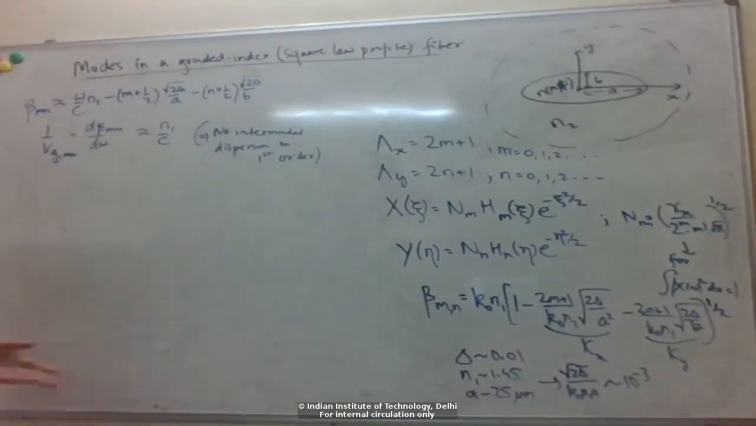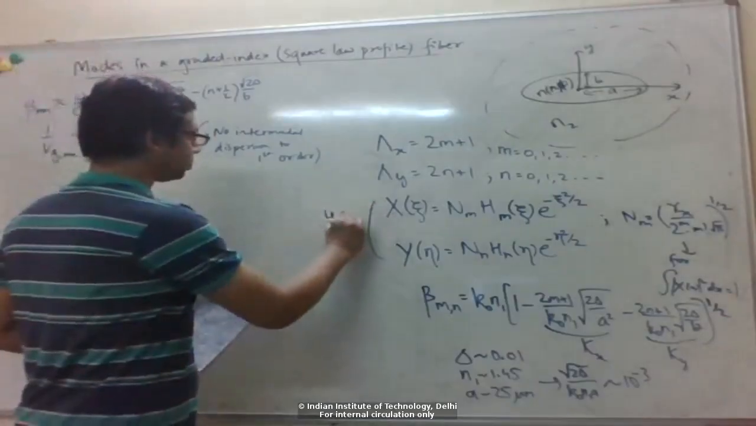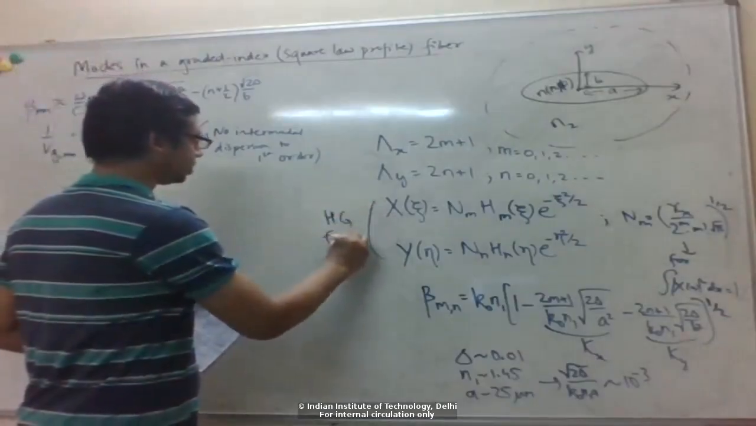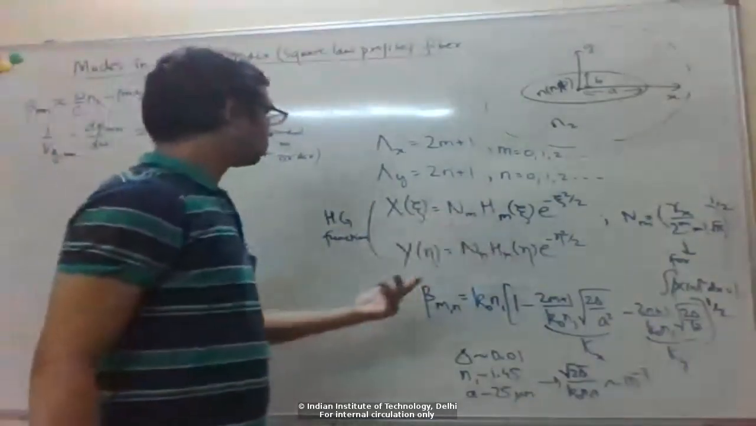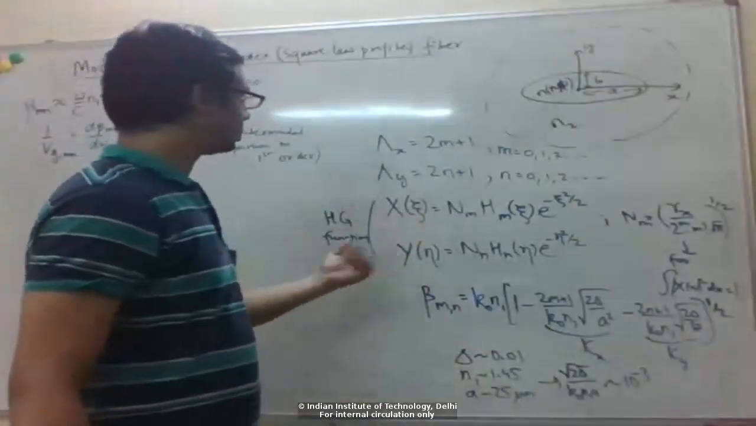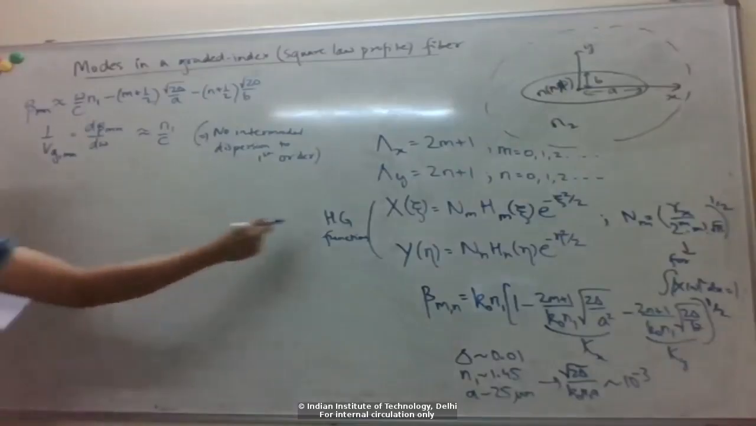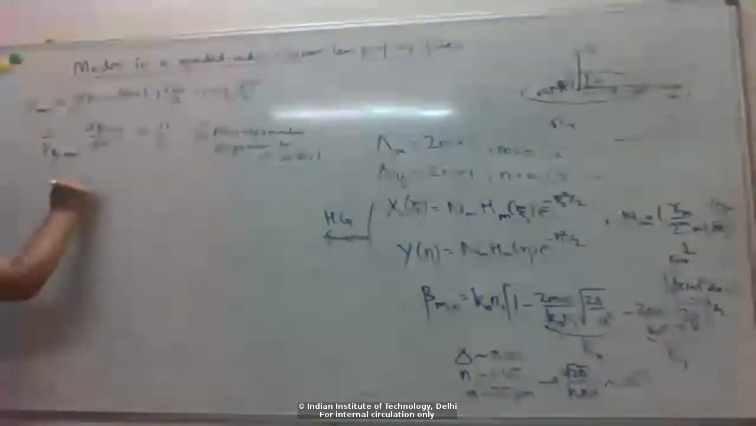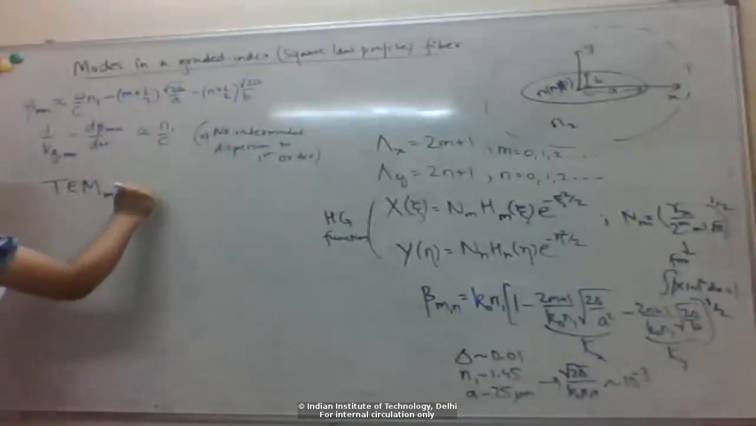Right, so basically now we solved for the modes. There are these Hermite Gaussian functions. We have two of them, m and n, and the total mode is the product, x times y, the mode profile. These are known as TEM modes with indices m and n.